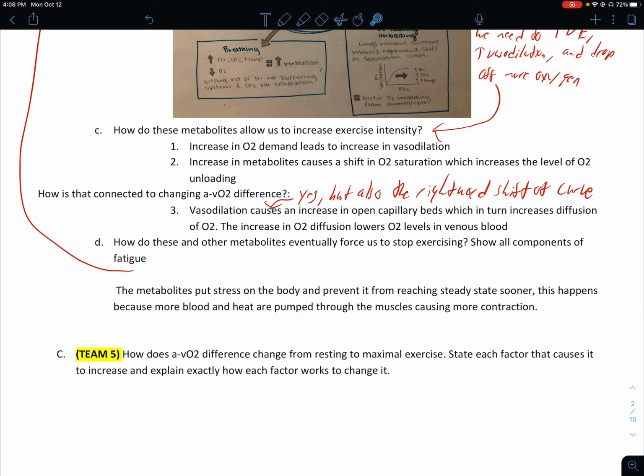So then how is this connected to increased AVO2 difference? Well, yes, vasodilation and getting more blood in the capillaries, that's part of it. But then also the rightward shift of the curve, right? If we have a rightward shift of the curve, we're going to drop off more oxygen and increase our AVO2 difference.